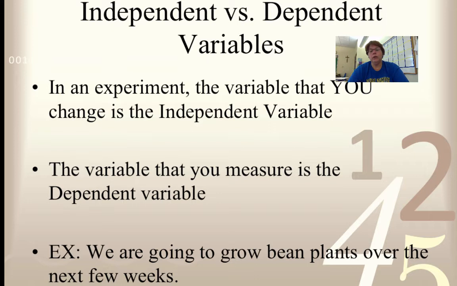What would your control be? Your control would be that all the beans are put in the same kind of dirt or in the same kind of baggies hanging on the window. Your control would also be the amount of food that you're feeding the bean plants as they grow.